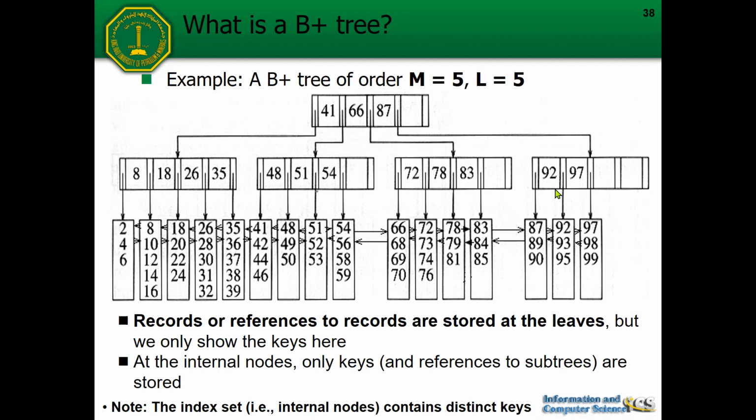So for the internal nodes, the key should be borrowed from the smallest key in the right child. But for the root, there is no such rule. You can see that 41 is not borrowed from the smallest key here. 66 is also not from this 72, and 87 not from this 92. So that rule is only applicable in the internal nodes.